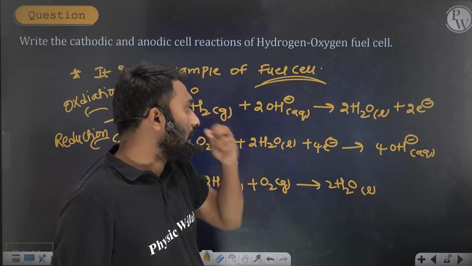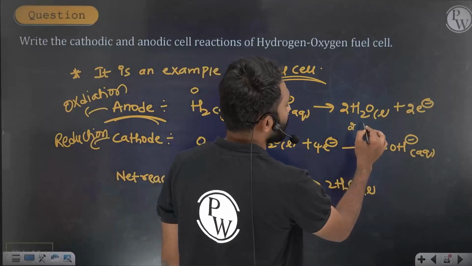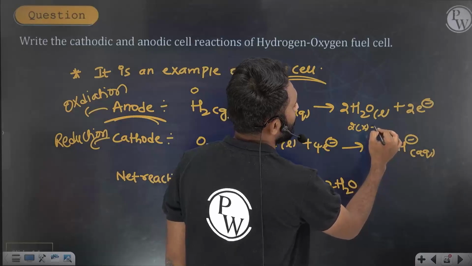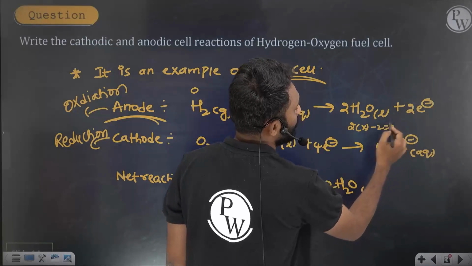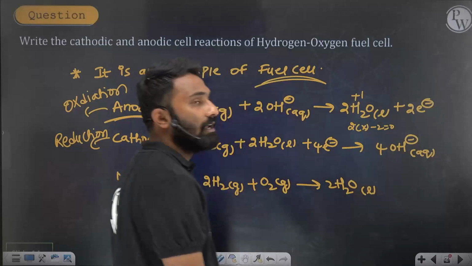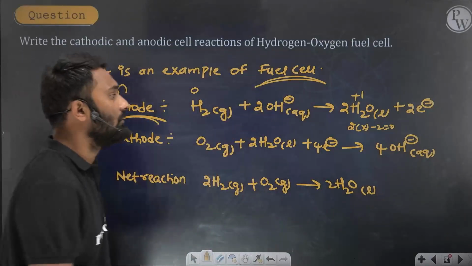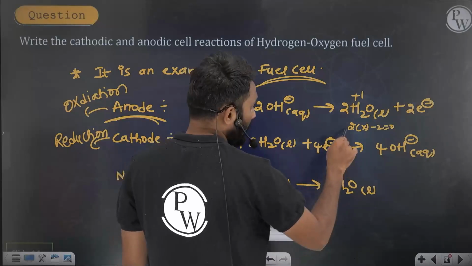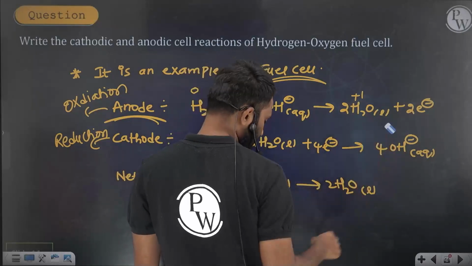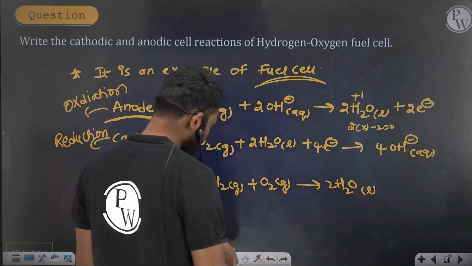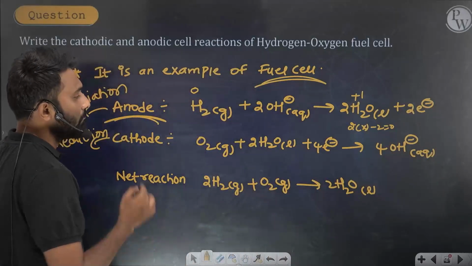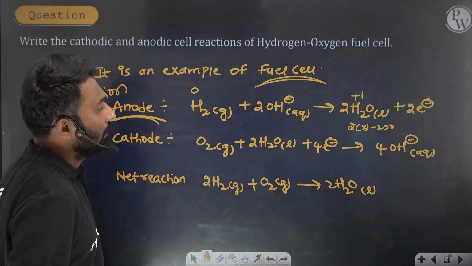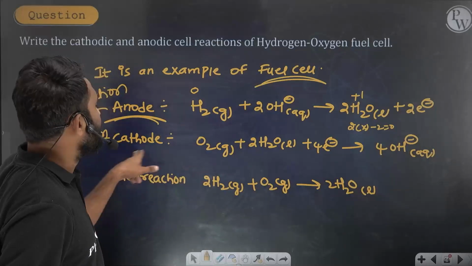Now 2x minus 2 is equal to 0. If you take this one, this has been a loss of electrons. It has lost the electrons, and this is oxidation. Oxidation has occurred. Now next, reduction means gain of electrons.